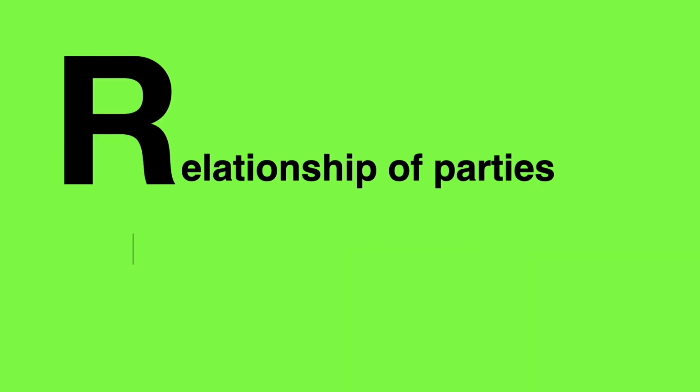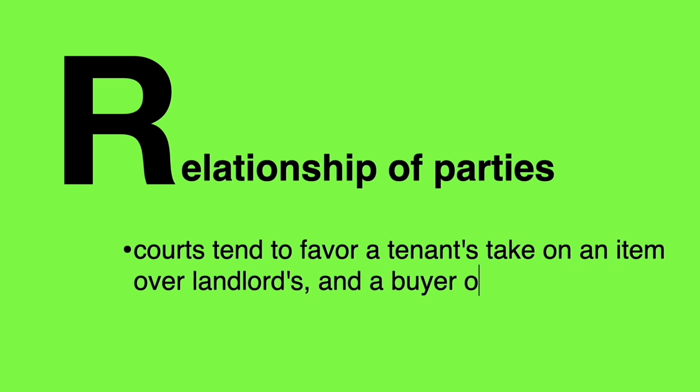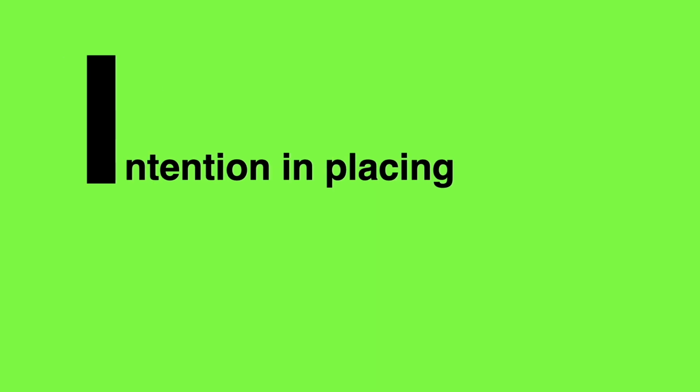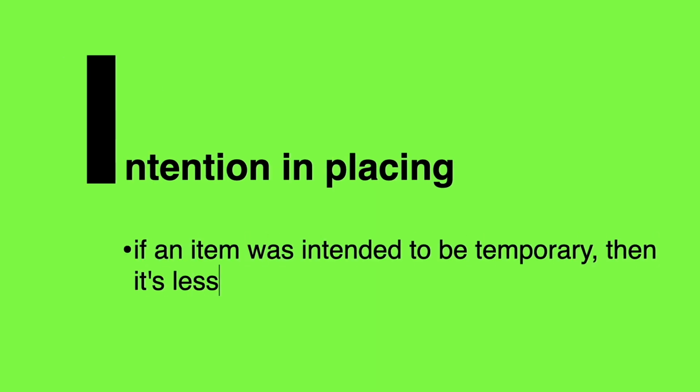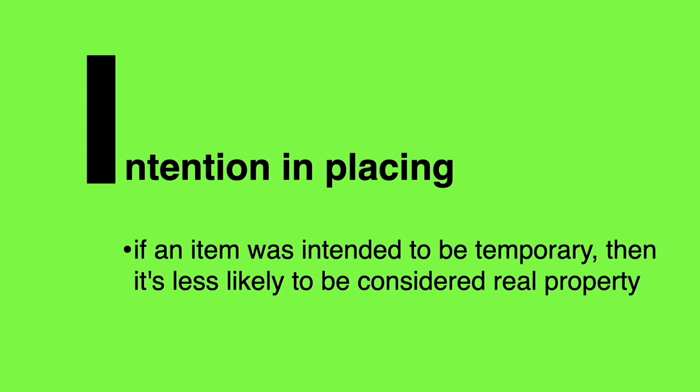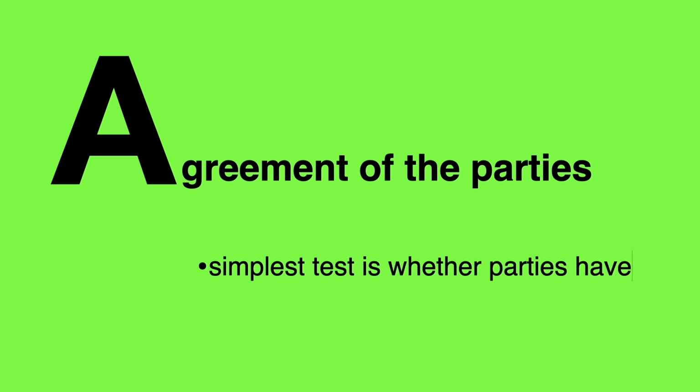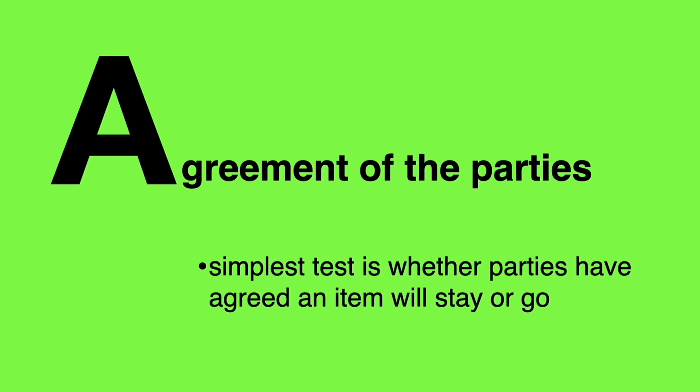Relationship of the parties. In general, the courts tend to favor a tenant's take on an item over the landlord's, and a buyer's over the seller's. Intention in placing. If an item was intended to be temporary, then it's less likely to be considered real property. Agreement of the parties. The simplest and first test is whether the parties have agreed an item will stay or go.